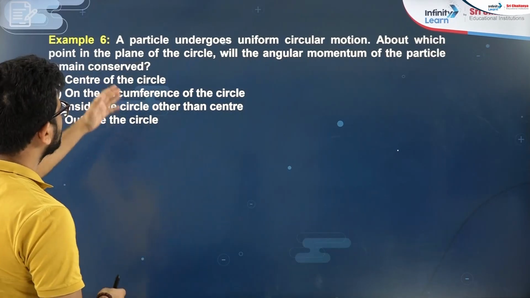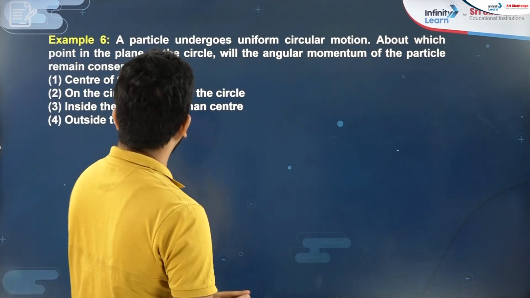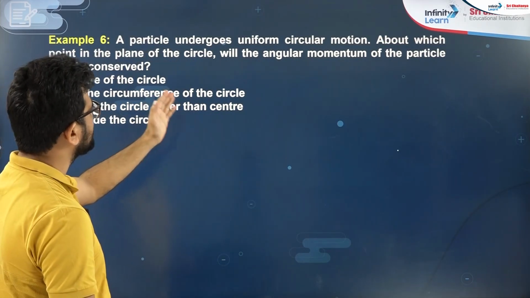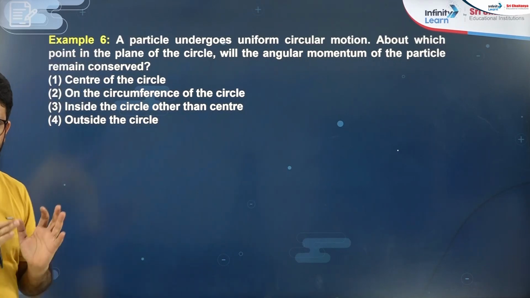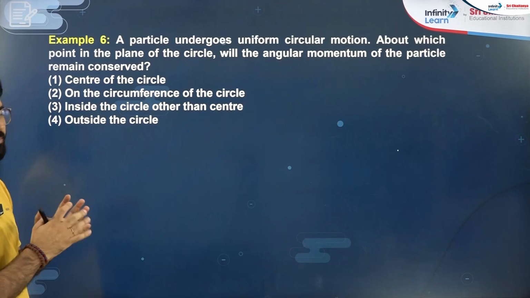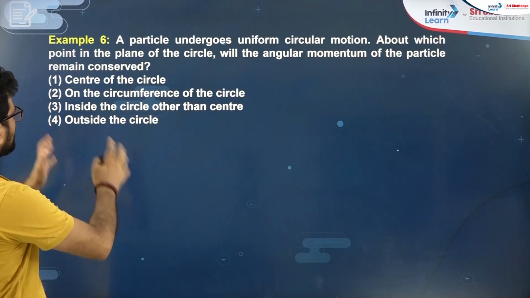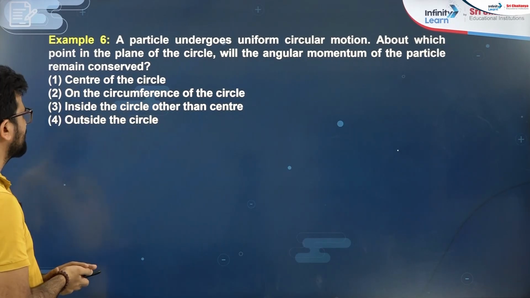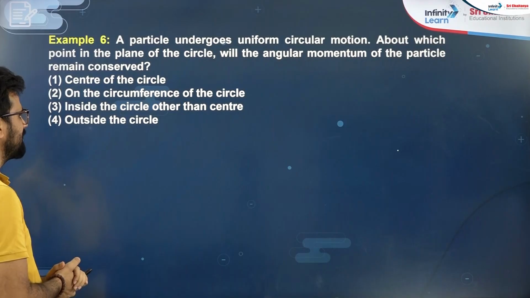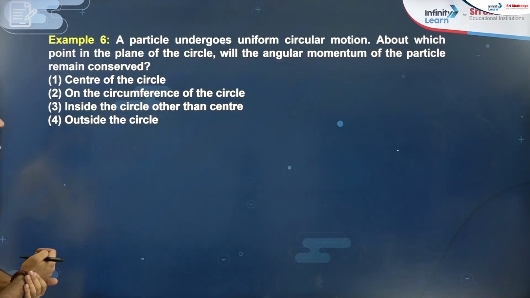Now come to the next problem. A particle undergoes uniform circular motion. About which point in the plane of the circle will the angular momentum of the particle remain conserved? It's a good question and you have to think. You can pause the video. What will be the possible answer: about the center of the circle, on the circumference of the circle, inside the circle other than the center, or outside the circle? So try to see and just try to solve.